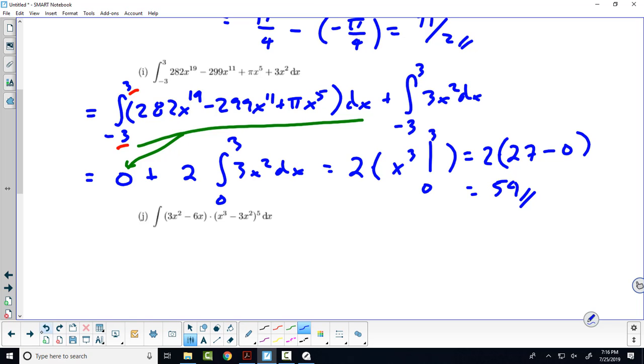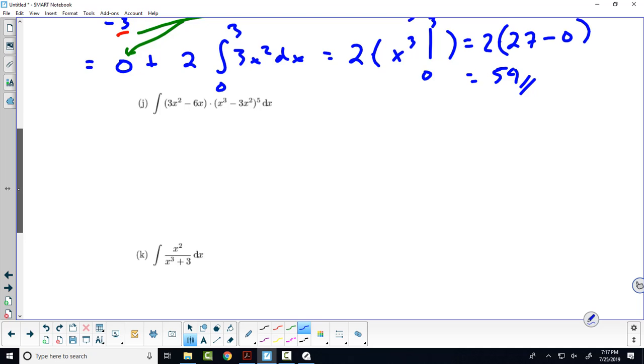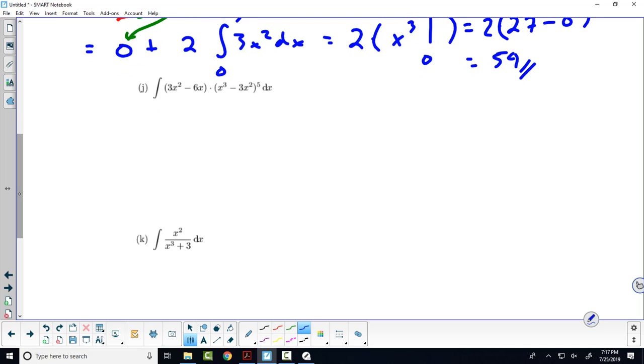Now, to be honest, I probably wouldn't put that on a test, just because it works best if you see this nifty little trick, and I don't know if everyone would see that nifty little trick. Okay? But you could get through it the long way as well, right? You could certainly have taken the entire antiderivative of this expression and then evaluated the upper and lower endpoints. You would have gotten 54 as well. Questions on that, folks? All right. I want you to try letter J.